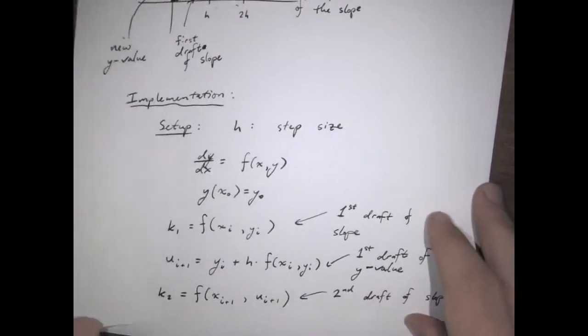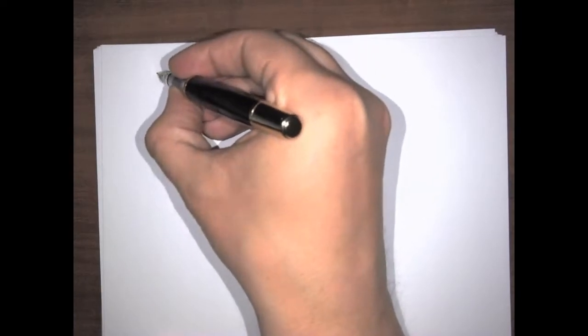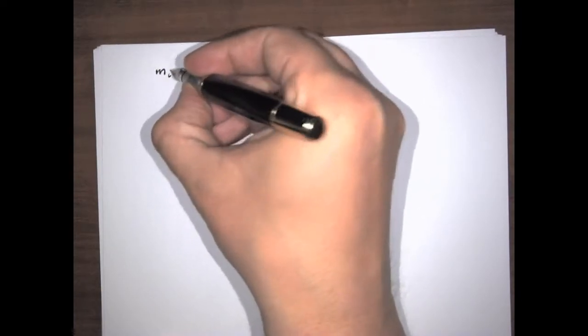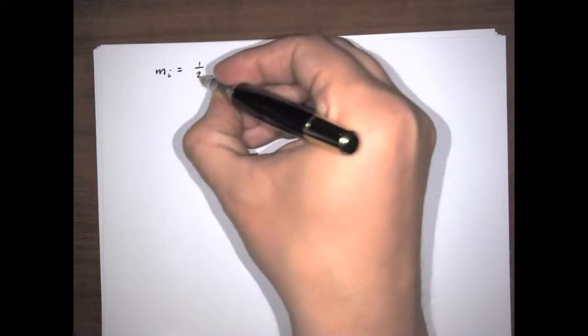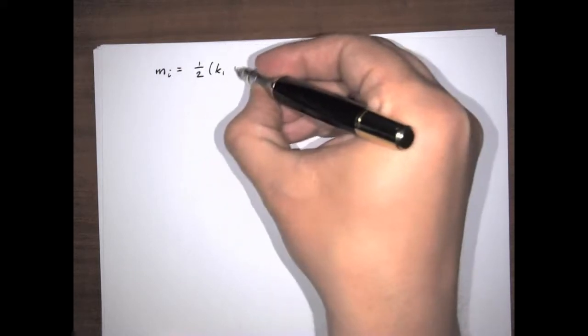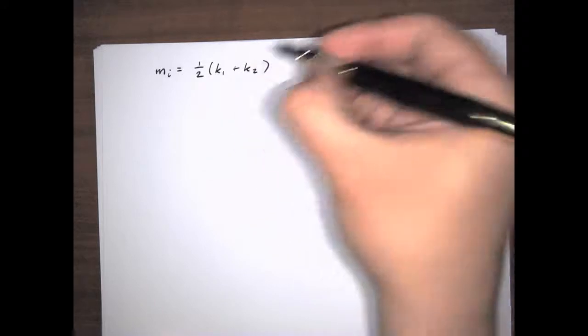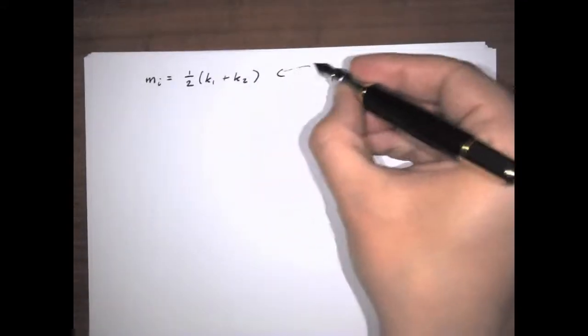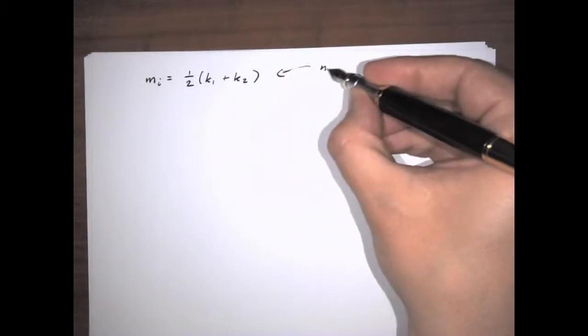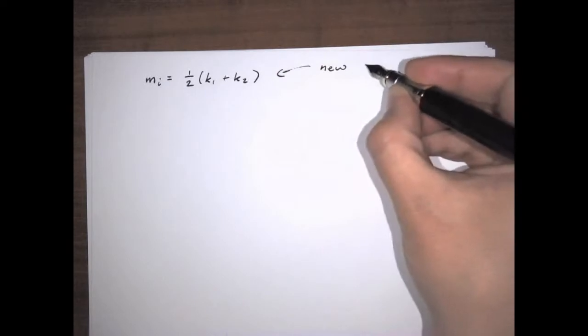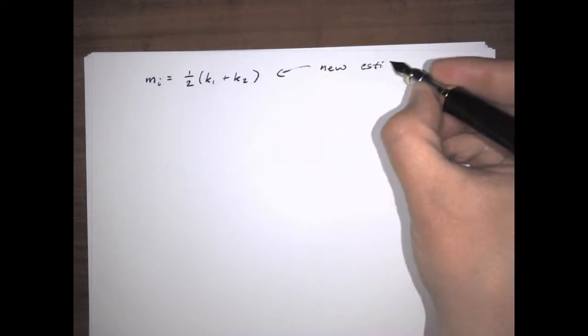And once you've got the k2, then we can find the new estimate for the slope by taking the average of those two things, of the k1 and the k2. So then m i is going to be the average, so 1/2 k1 plus k2. So this is the new estimate for slope.